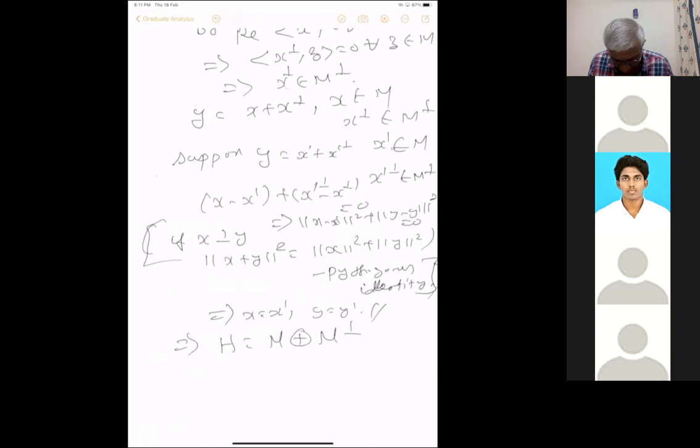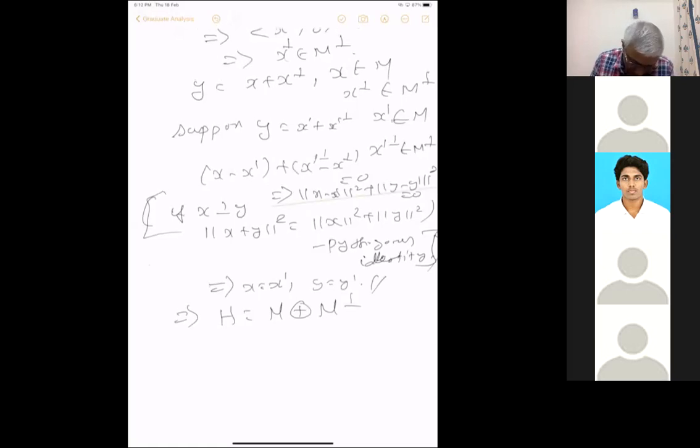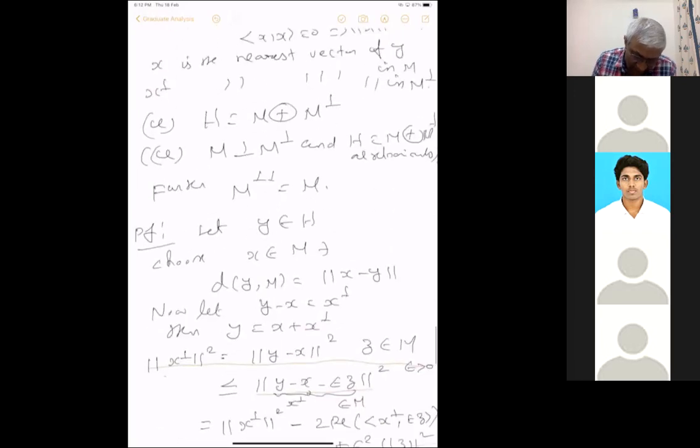So we have proved the following. We have chosen a y in H. Then we got an x, which is the nearest point. Then we just subtracted it, and we got an x perp in M perp. We proved that x perp is in M perp, and that x and x perp are unique. Now we only have to prove that x is actually the point at minimum distance from the original y. That is one thing we have to prove. Then we have to prove that M double perp is M.